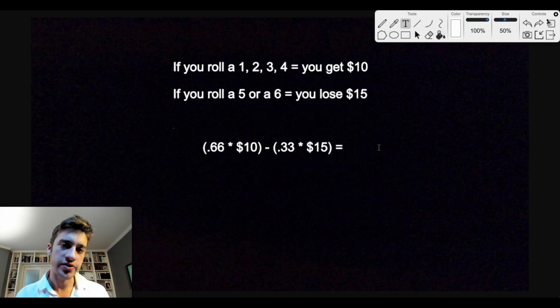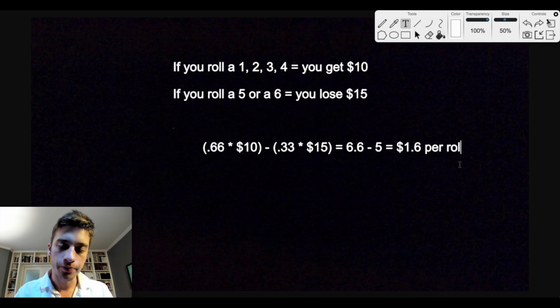Now, why am I calculating all of this? What is the meaning of this? Well, this is going to tell me how much money I stand to make, or how much money I stand to lose, for each dice roll. Meaning that if I did this 10 million times, I would probably get the expected gain times 10 million, or the expected loss times 10 million. The answer here would be 6.6 minus 5, 33% of 15, which is 1.6 per roll.